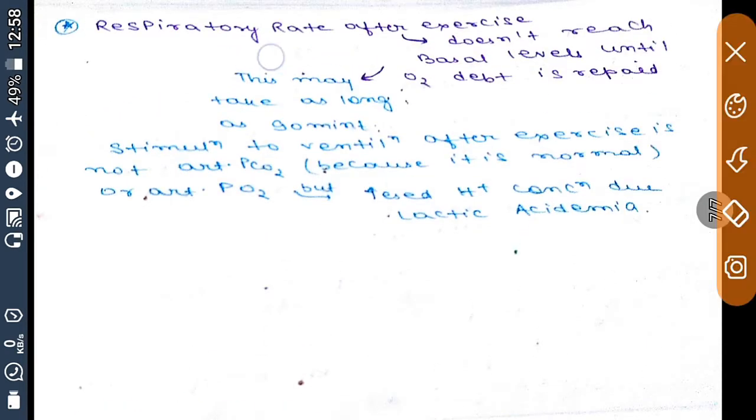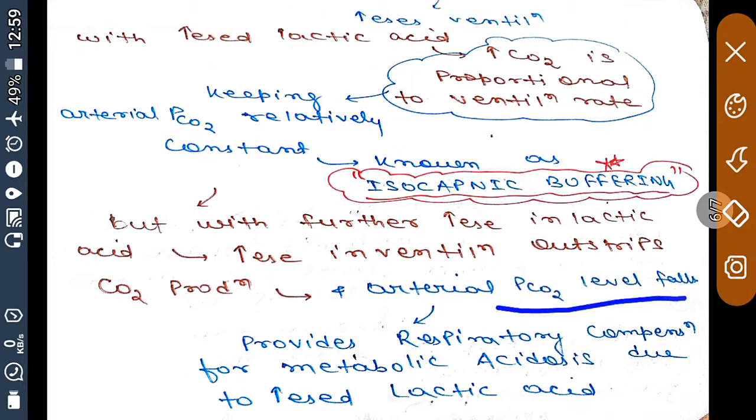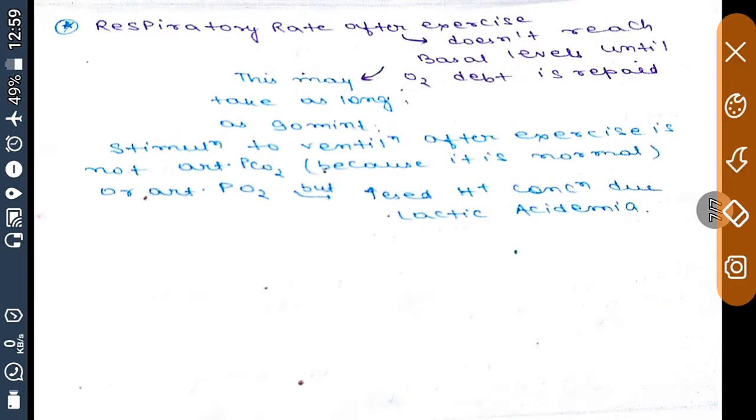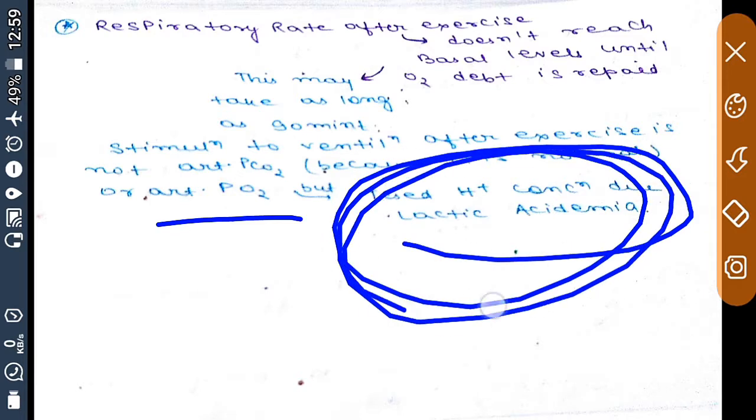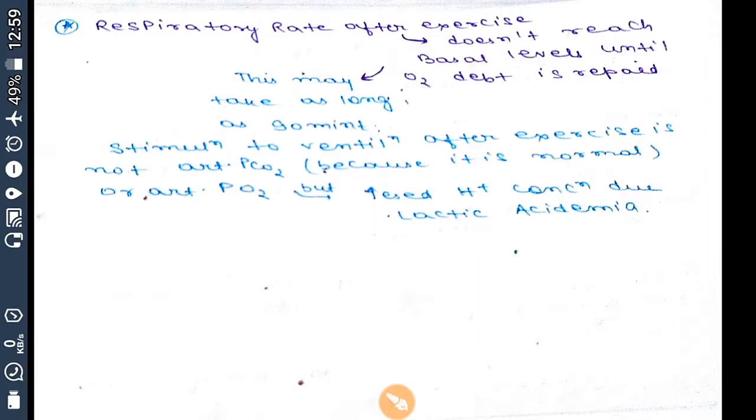Now, respiratory rate after exercise does not reach basal level until the O2 debt is repaid, as I have discussed in a separate video, and this usually takes 90 minutes. The stimulation to ventilation after exercise is not arterial PCO2, because it is normal. Arterial PCO2 level falls or becomes normal, and arterial PO2 is also normal or greater, but this increased ventilation after exercise is due to stimulation by H+, and the increased H+ is due to lactic acidemia. Okay, so this is all about the effects of exercise.